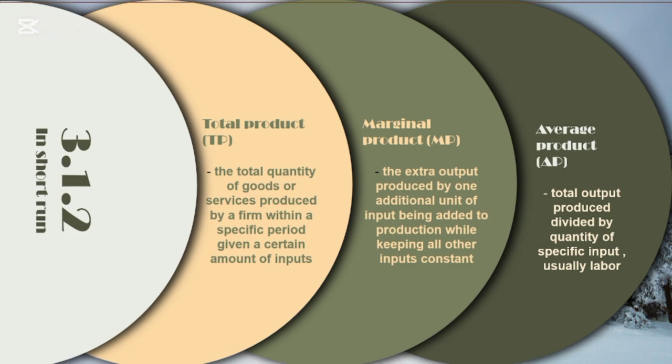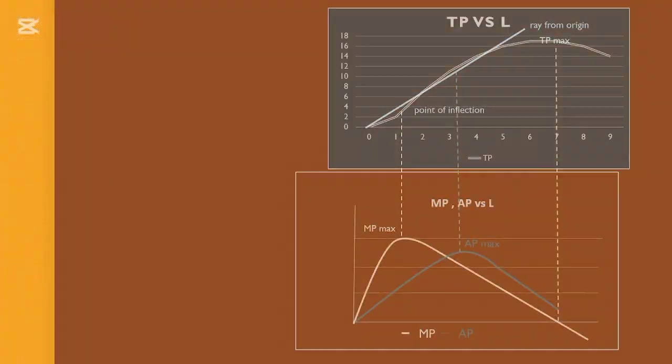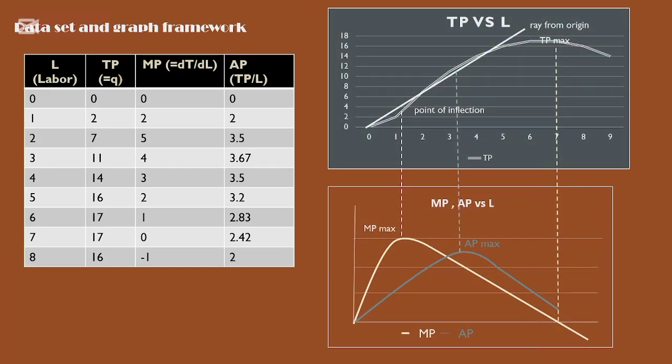Now that we understand the definitions of all these products, let's move on to the graphs of these products versus labor. So here we have a data set containing the labor, total product, marginal product, and also the average product, and two graphs. The first graph states total product versus labor. Here in this graph, we can see that the labor is taken in the x-axis and total product in the y-axis.